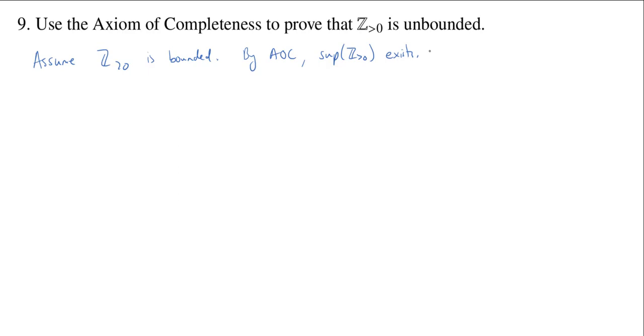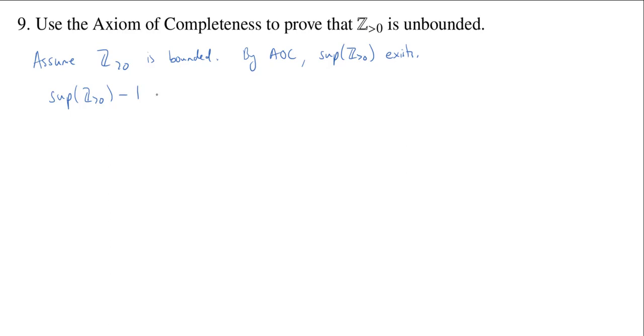Okay, fine. So I have this real number, the supremum of the positive integers. It doesn't have to be an integer itself, but it's just some real number. It exists. Let me subtract 1 from it. If I subtract 1 from this supremum, this can no longer be an upper bound for the positive integers. Why? Because if it was, then I would have broken that the supremum is the least upper bound.